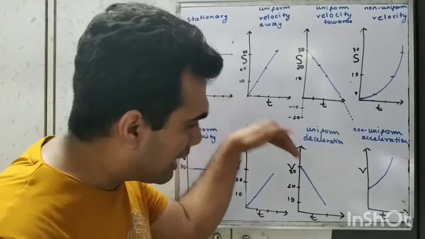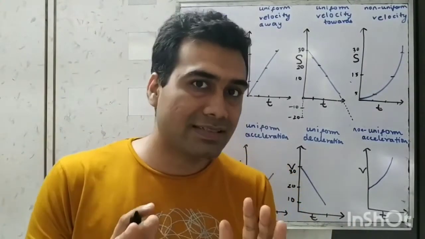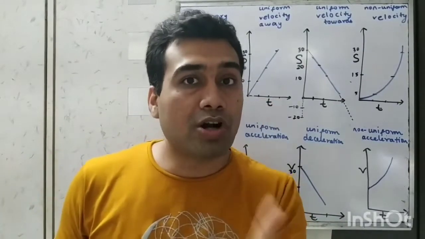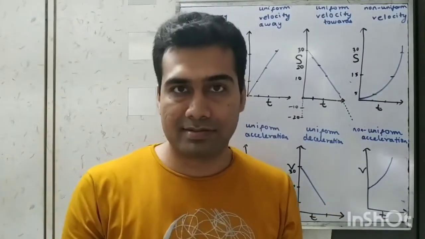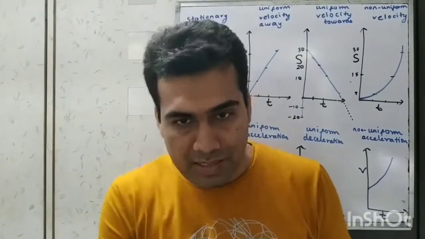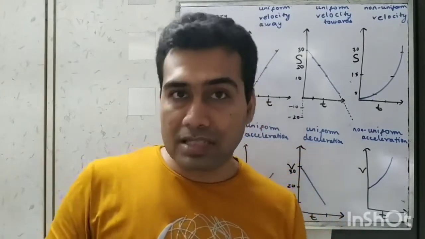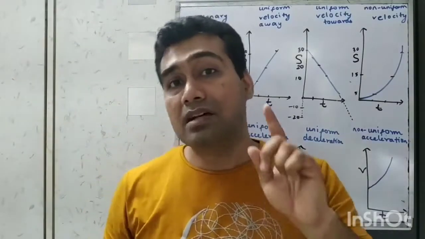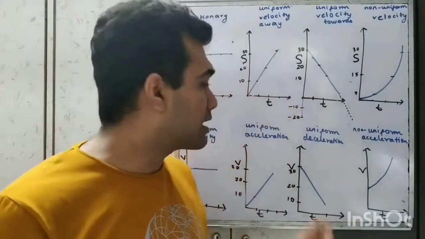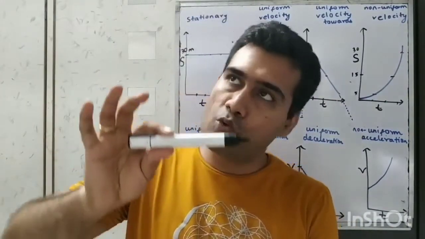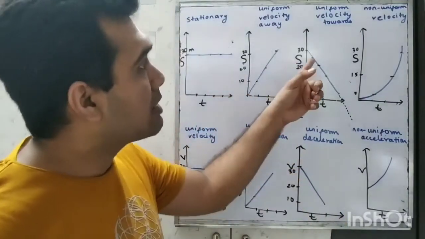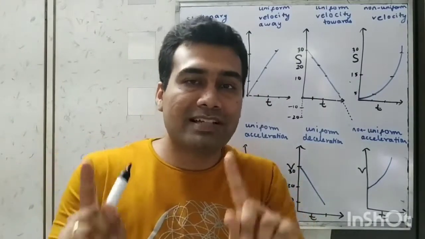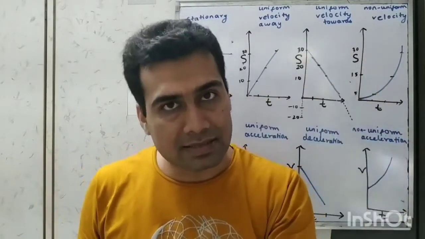But note that a negative slope does not mean that the direction has changed. Here the velocity is decreasing, but the direction has not changed. It is still moving in the same direction. Let me give an example. If I throw the object up, initially its velocity is 30 meters per second. Then as it rises up, it slows down: 20 meters per second, 10 meters per second, 0 meters per second. So that is a uniform deceleration. Its graph looks like this. But has the direction changed? No, it's still moving in the same direction. So unlike the ST graph, where a negative slope means change in direction, in the VT graph, negative slope does not mean change in direction. It simply means velocity is decreasing.